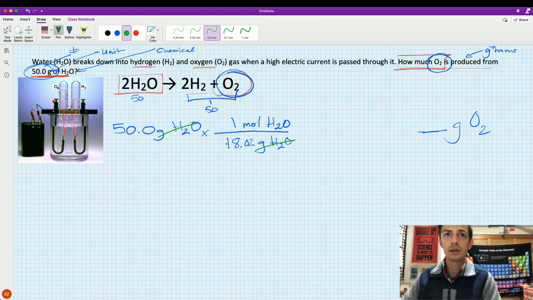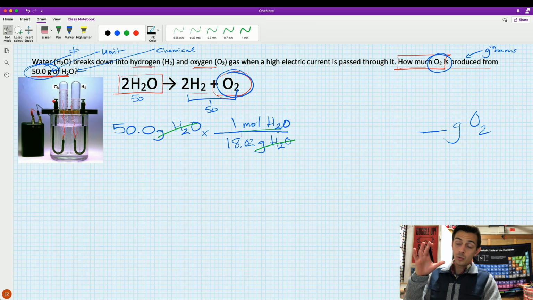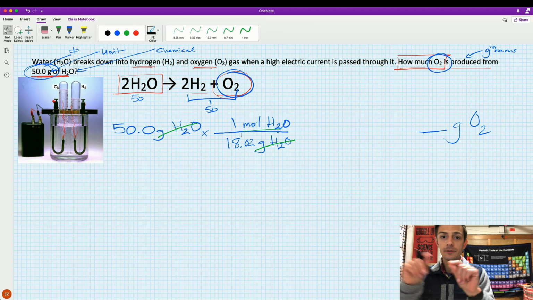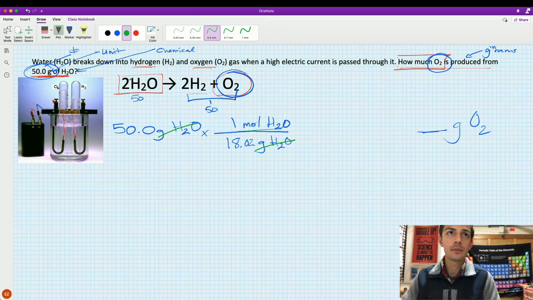I've cross-canceled my values there, and now I'm in moles of water. Well, why is that good? Once I get from grams to moles of a substance, now I can use the equation to sort of jump between different types of substances in that equation. So I can go from this value here at the front, the 2 moles of water, to either the 2 moles of hydrogen or the 1 mole of oxygen. Let's just also put this in here.